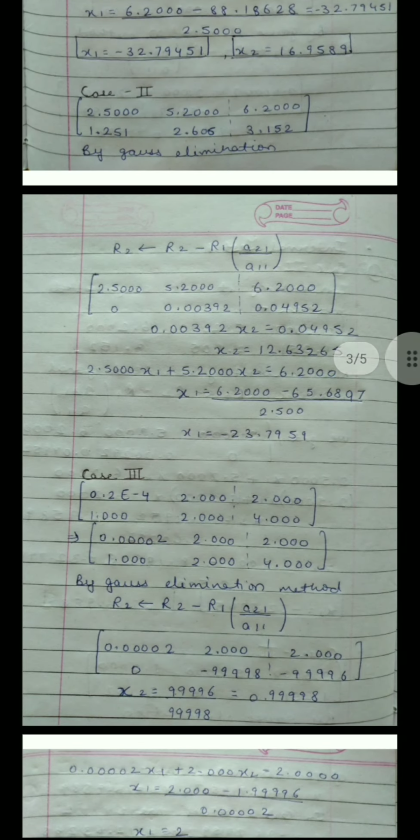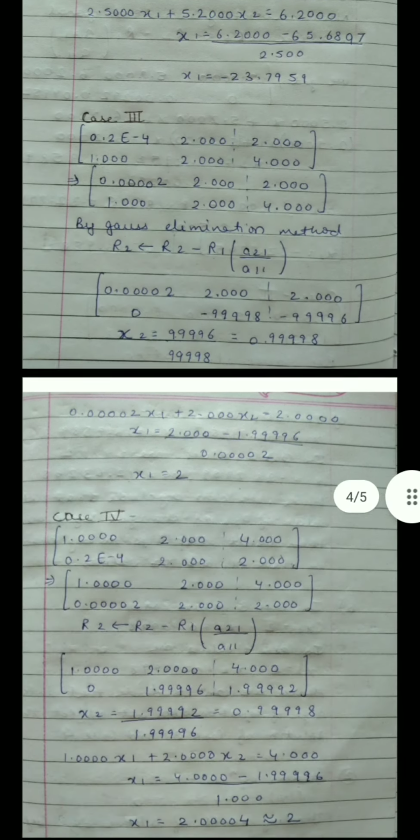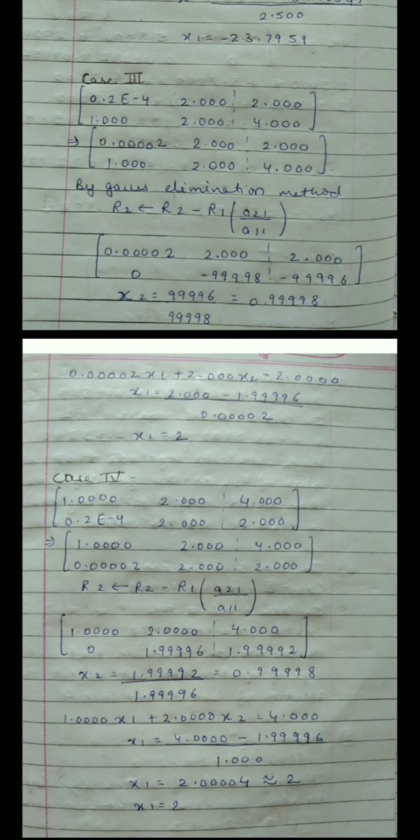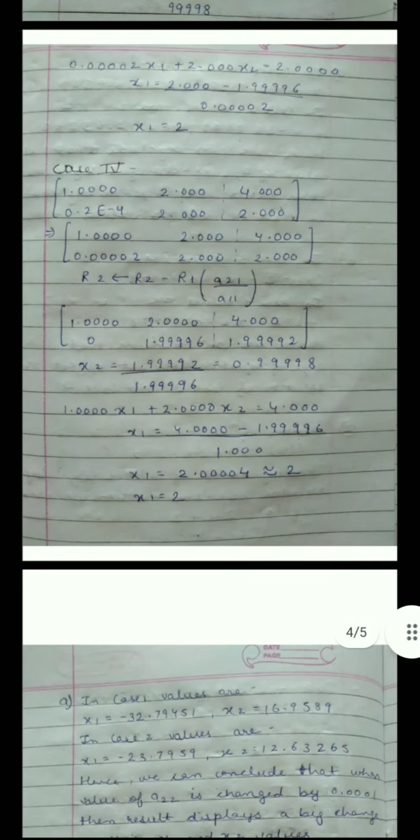In case 2, the value of x1 is equal to minus 23.7959 and x2 is equal to 12.63265. In case 3, the value of x1 is equal to 2 and x2 is equal to 0.9998. In case 4, the value of x1 is equal to 2 and x2 is equal to 0.99998.